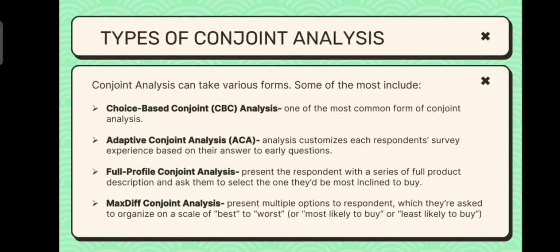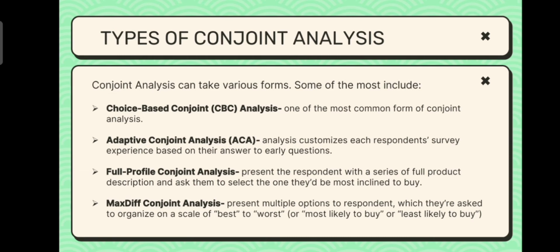Types of conjoint analysis. Conjoint analysis can take various forms. Some of the most common include choice-based conjoint analysis, one of the most common forms of conjoint analysis. It requires respondents to choose their most preferred full profile concept. It includes a none option for respondents, such as "I wouldn't choose any of these."